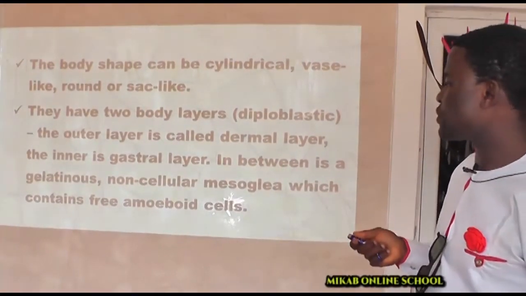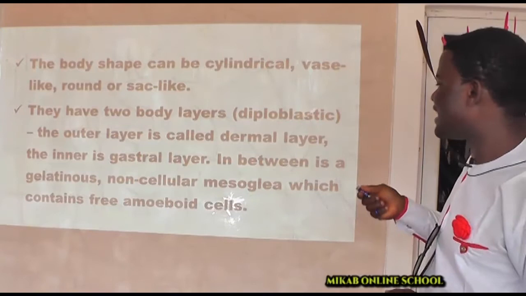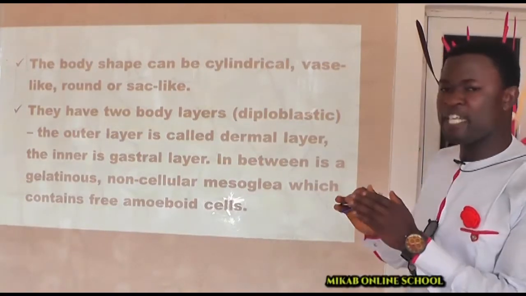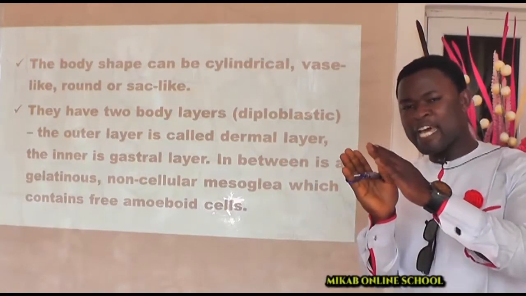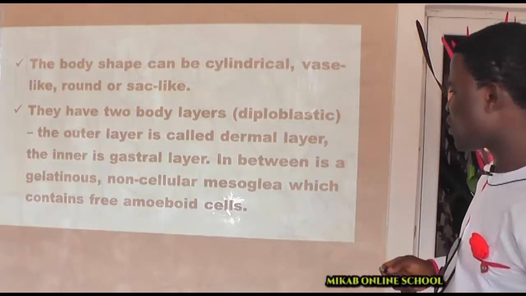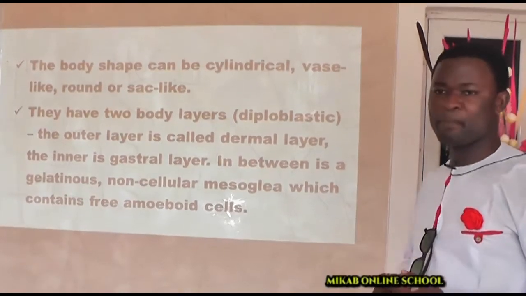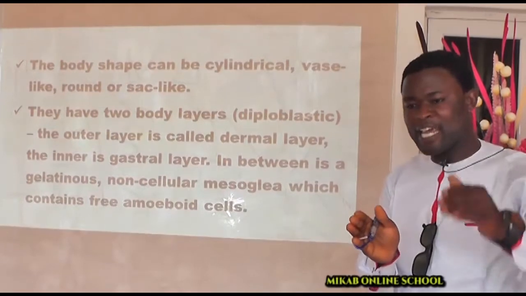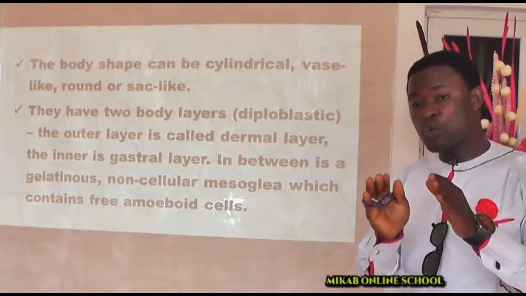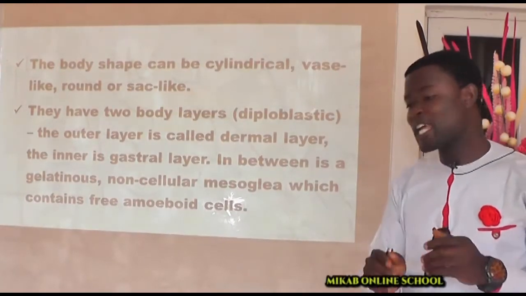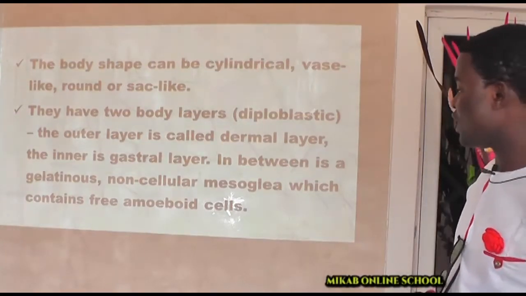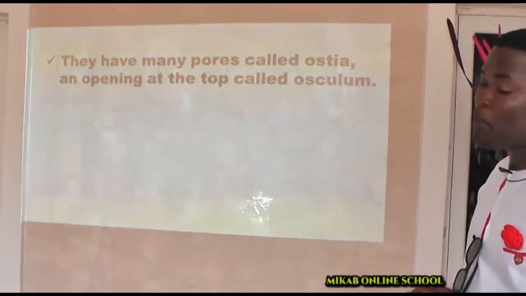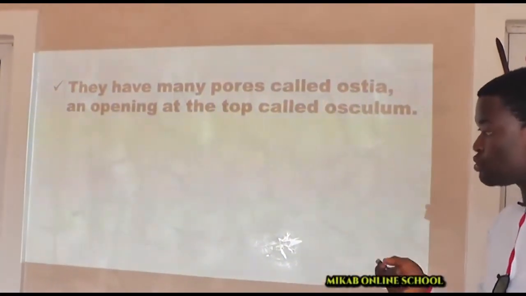Then the kind of cells we have in the gastral layer and the dermal layer are different from the ones we have in between them. Because in between these 2 body layers, there is what we call the gelatinous non-cellular mesoglea, between the gastral layer and the dermal layer. Because we have a different group of cells in between them, that is why we cannot call it a middle layer. So they also have many pores. Like I said, we will show you an example.